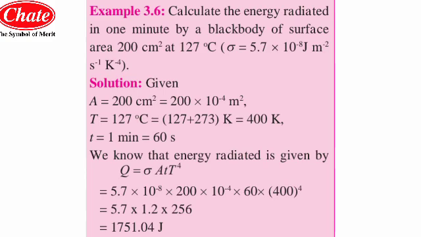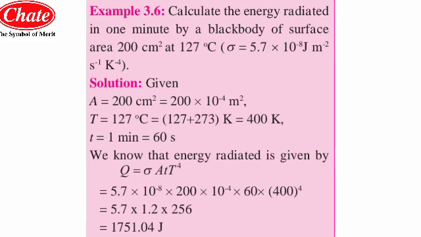So now students, the next problem we are going to see is popping on your screen. We will read the problem. Calculate the energy radiated in 1 minute by the black body of surface area 200 centimeter square at 127 degrees Celsius. The value of sigma, the Stefan-Boltzmann constant, they have given as 5.7 into 10 to the power of minus 8 joule per meter squared second Kelvin to the power of 4.